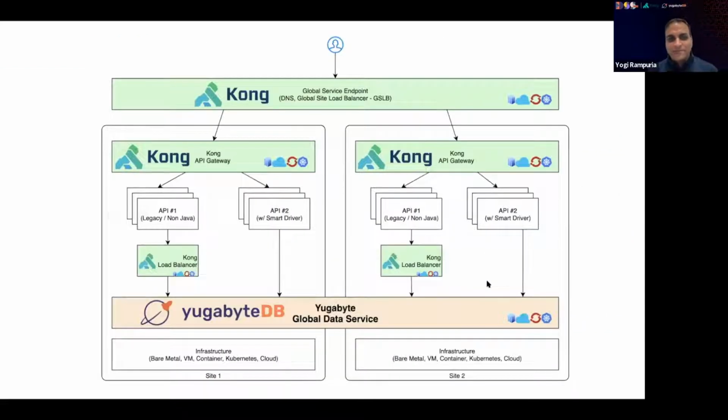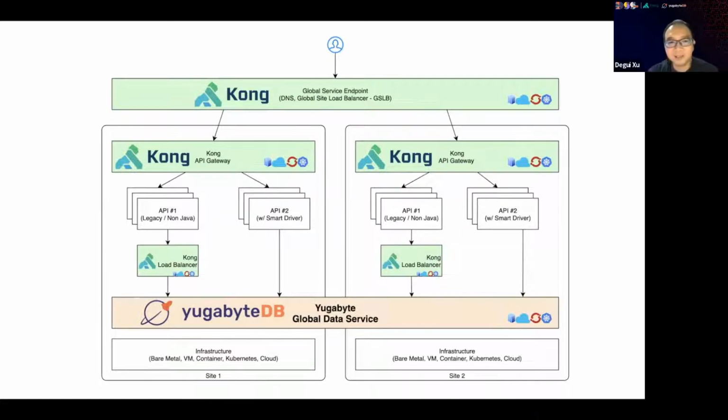Yeah, in fact we came up with this reference architecture, wherein we provide the global data service through YugabyteDB, which is a distributed SQL database, and the distributed network functions like an API gateway and load balancers are covered by Kong, including the GSLB. You want to talk through some of that?